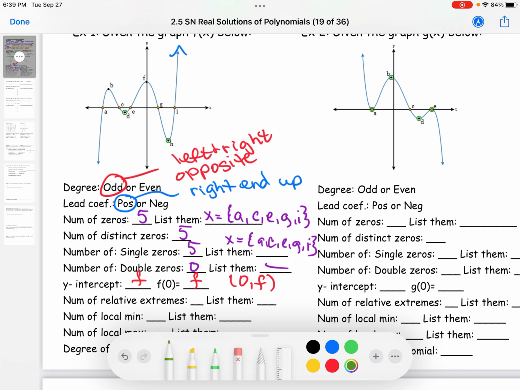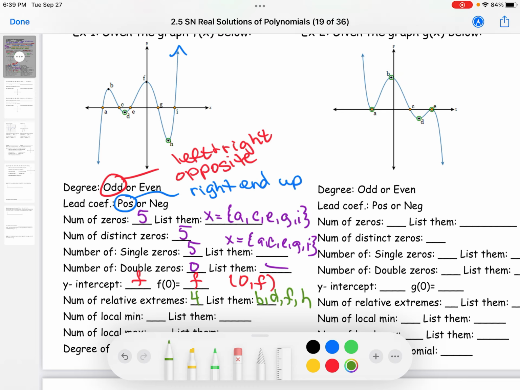Now, the number of relative extremes. Relative extremes are high peaks and low peaks. So we have a high peak, a low peak, a high peak, and a low peak. So we have 4 relative extremes, and they are at B, D, F, and H. Those are not solutions, so we don't need an x equals and the braces on those. We can just list them. Okay?